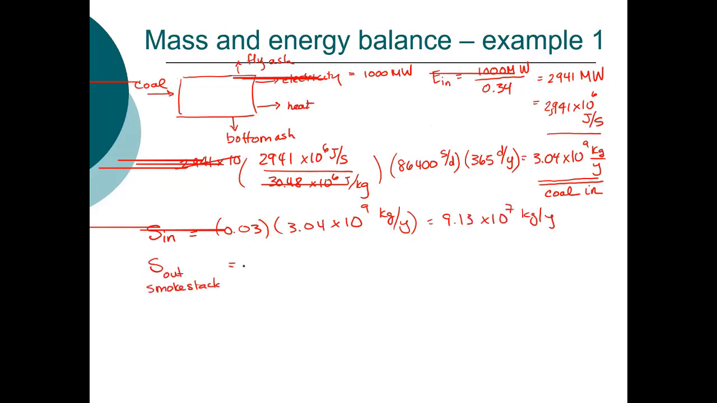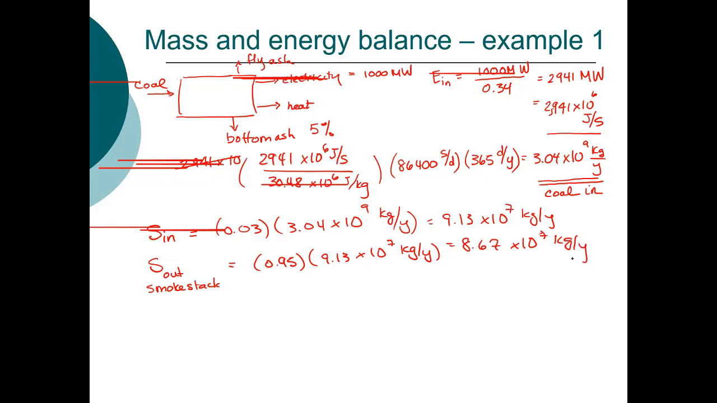How do I determine then the amount of sulfur leaving through the smokestack? We said the bottom ash contained what percent of the sulfur? It's 5%. So the rest going up the smokestack is 95%. So it's 95% of what enters, and that is 8.67 times 10 to the 7 kilograms per year.